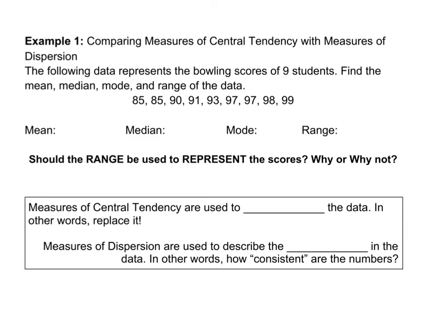Example 1 is going to be comparing your measures of central tendency with your measures of dispersion. The following data represents the bullying scores of 9 students. Let's find the mean, median, mode, and range of the data. So let's pause here and make sure we put all of those numbers into list 1 and use our one variable stats.